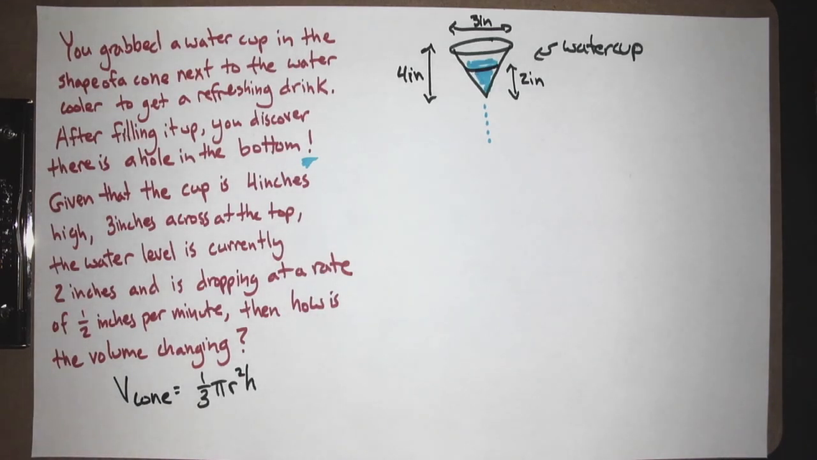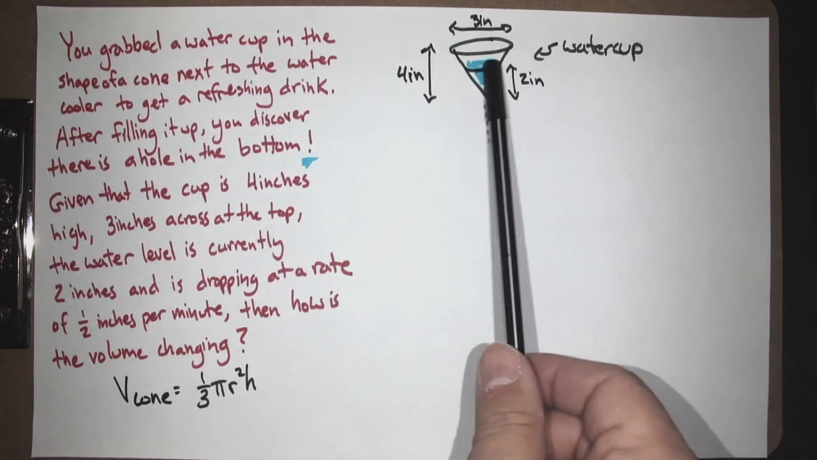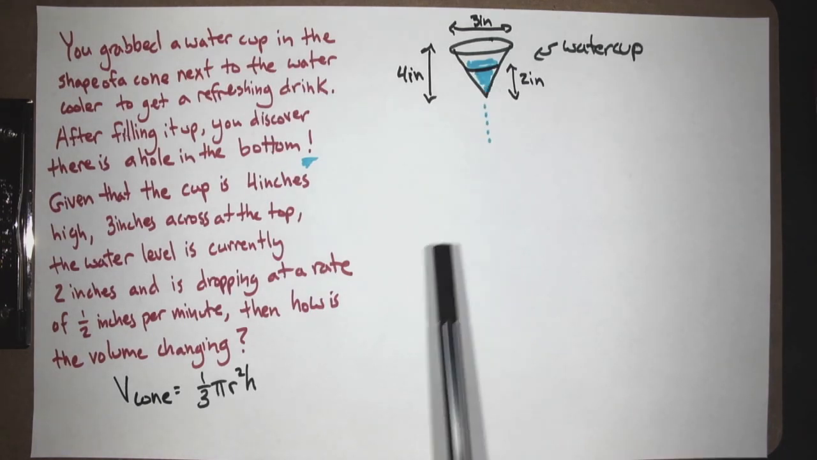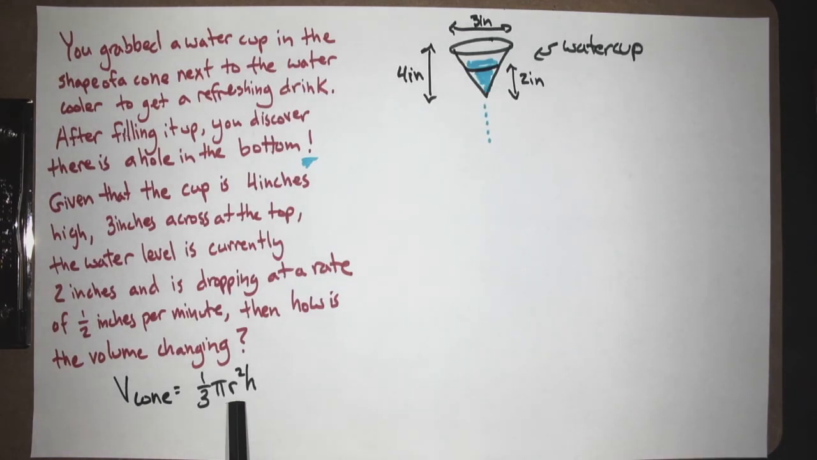All right. So, the water that's in here is the shape of a cone. So it's like, all right, we just need to figure out what's happening. So as the water drops, does R change and does H change?